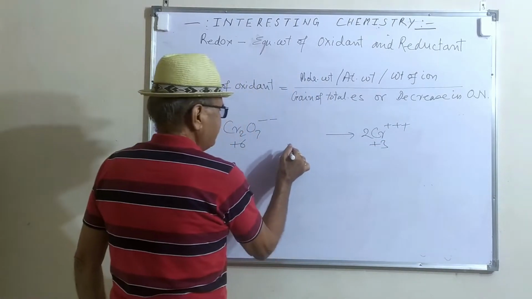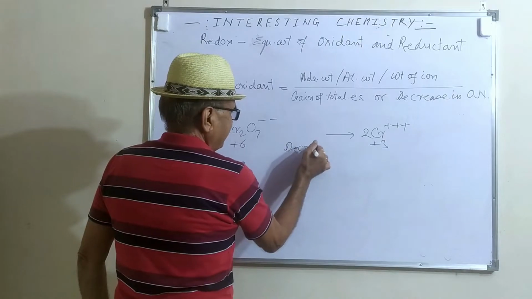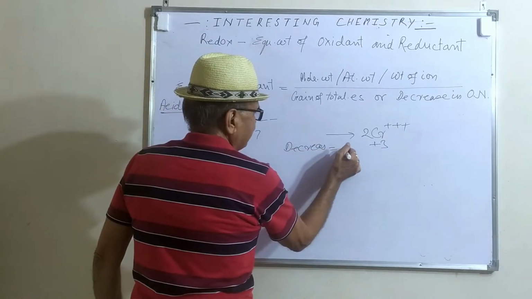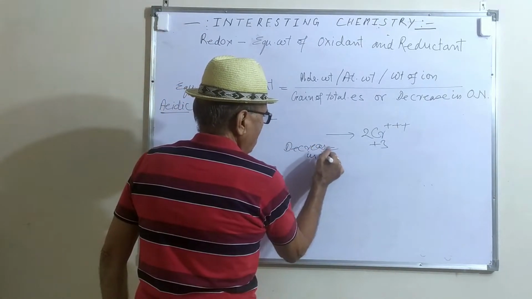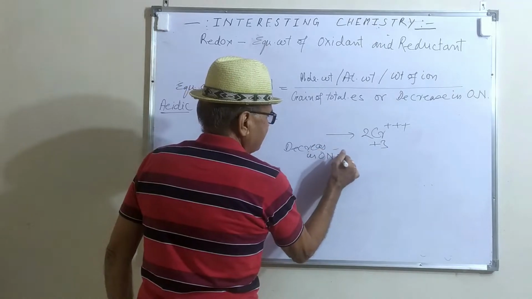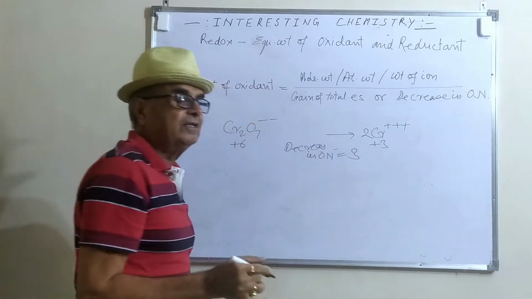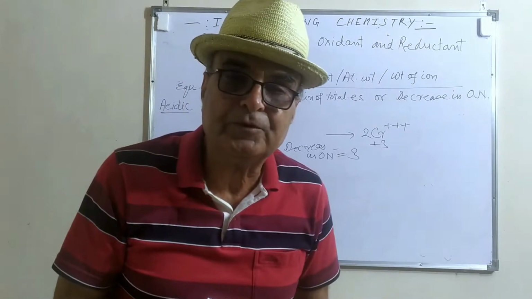So the decrease in oxidation number is equal to 3. Decrease, but it will be wrong.